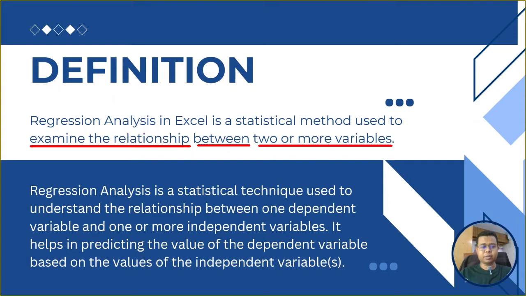It helps in predicting the value of the dependent variable based on the value of the independent variable, right? So it's a very easy concept that the relationship between the independent variable and the dependent variable is called the regression. So how we can calculate it, right?